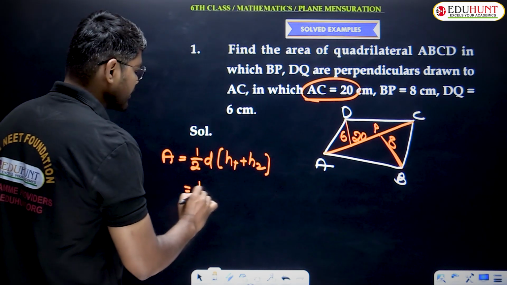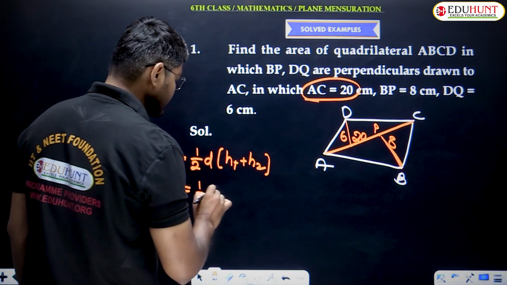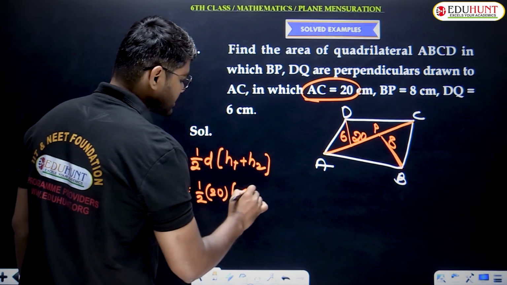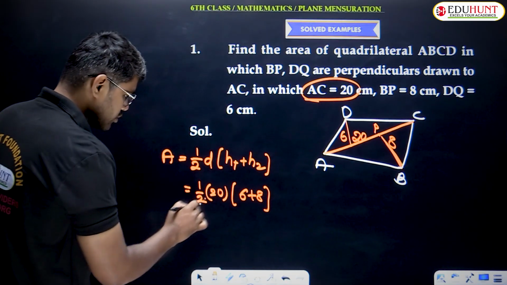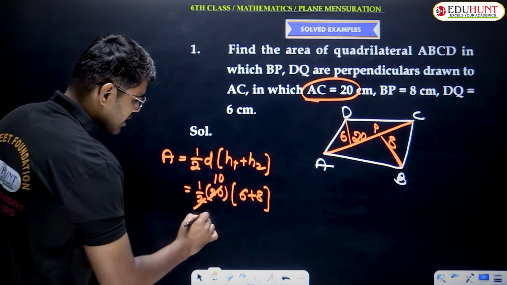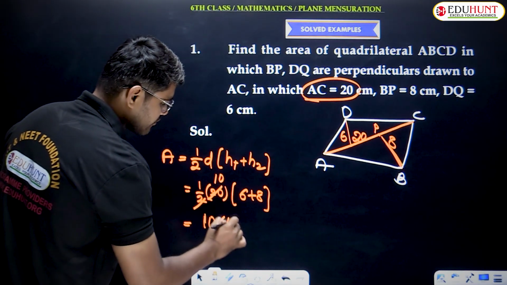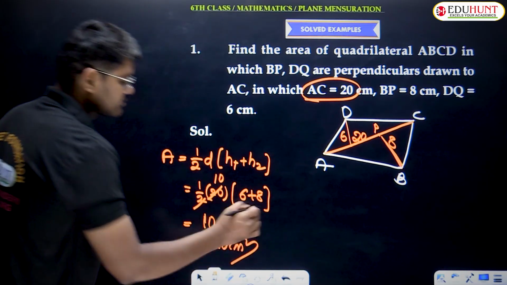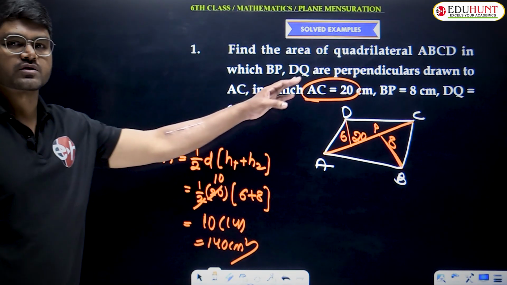So, that is half into D, which is 20, into H1 plus H2, which is 8 plus 6, that is 14. Two ones are two, two tens are twenty; half of 20 is 10, into 14, that is 140 centimeter square, is the area of this quadrilateral.